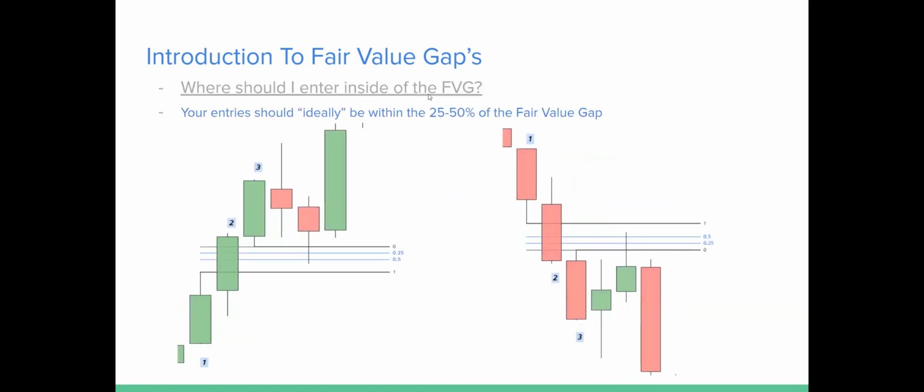Now, where should I enter inside of the FVG, the fair value gap? Your entries should ideally be within the 25 to 50% of the fair value gap. So anytime you see one and you're already anticipating higher or lower prices, all you should be anticipating is price trading into about 25 to 50% of the fair value gap. You want to see a little bit of the fair value gap left open. You don't want to see the entire thing closed in, because that's not necessarily a good sign. If it leaves a little bit open, it means that price is in a hurry. It's in a hurry to get somewhere.